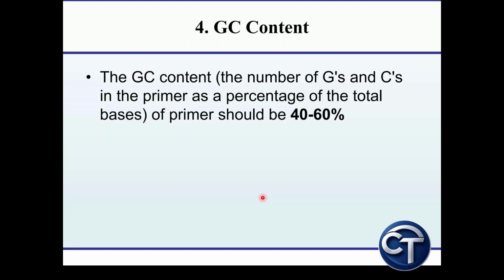Now let's focus on a very important concept, the GC clamp. The 3' end of the primer is critical because DNA polymerase extends from this end. Having 1 to 2 guanine or cytosine bases at the 3' end enhances binding stability and improves extension efficiency. However, too many GC bases at the 3' end can increase non-specific binding. So again, balance is the key. The GC content percentage of the total primer should be 40 to 60%.